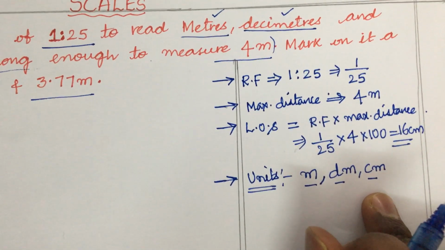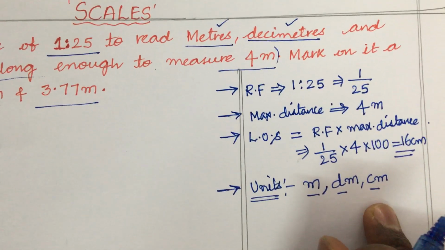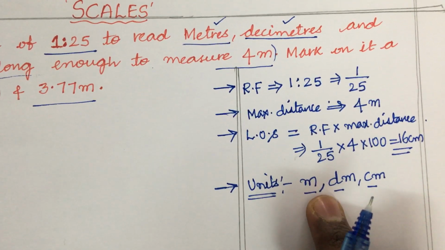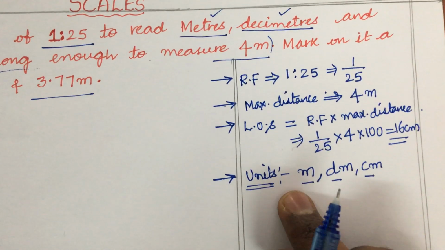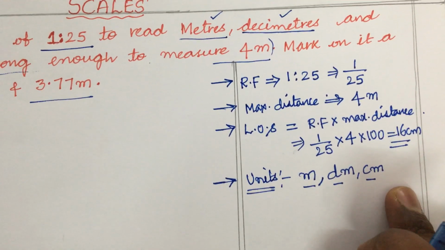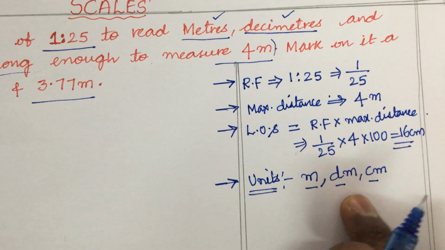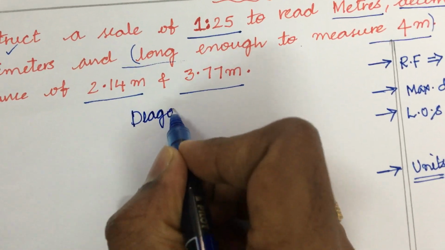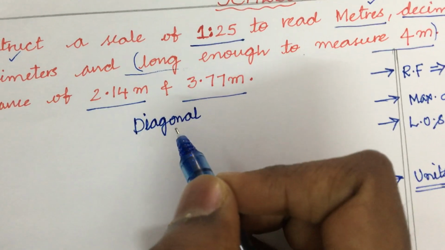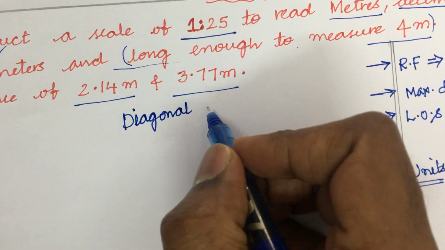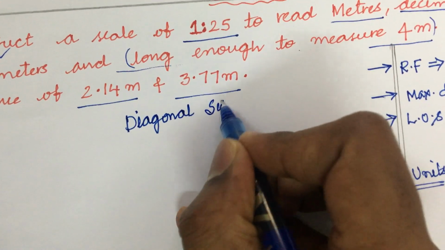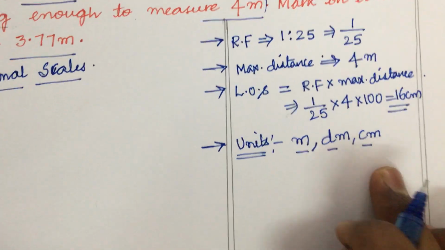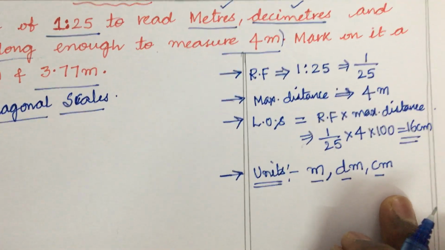As we discussed in the earlier problem, a plane scale is a scale which can read only up to the next 2 consecutive units or a single unit. But if you look at this problem, there are 3 different units. So it's not a plane scale, it is said to be a diagonal scale. A diagonal scale is a scale which can read a maximum of 3 consecutive units. So by looking at the units, you need to identify whether it belongs to a plane scale or a diagonal scale.